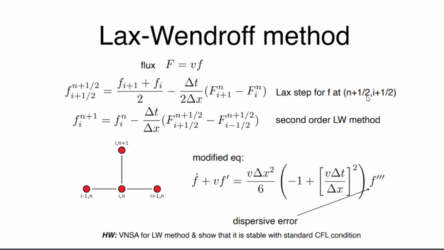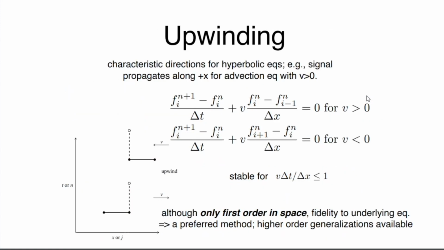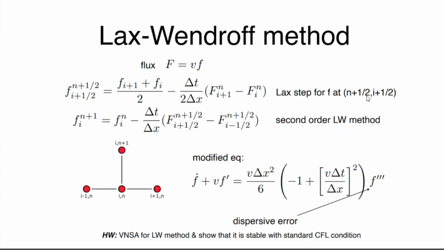Now, this is centered in space and centered in time, because this is evaluated at i plus a half. Through Taylor series, you can also show it is second order in space and time. Now, if you do this modified equation analysis, you see this is the leading order error, and there's F triple prime here. Previously, we had things like F double prime, sometimes with a positive coefficient, sometimes negative. Here, this is F triple prime.